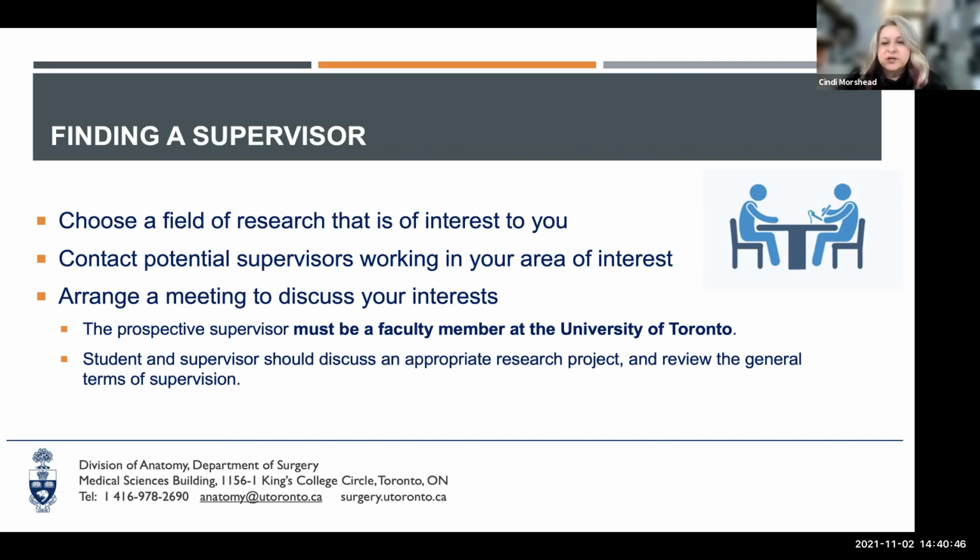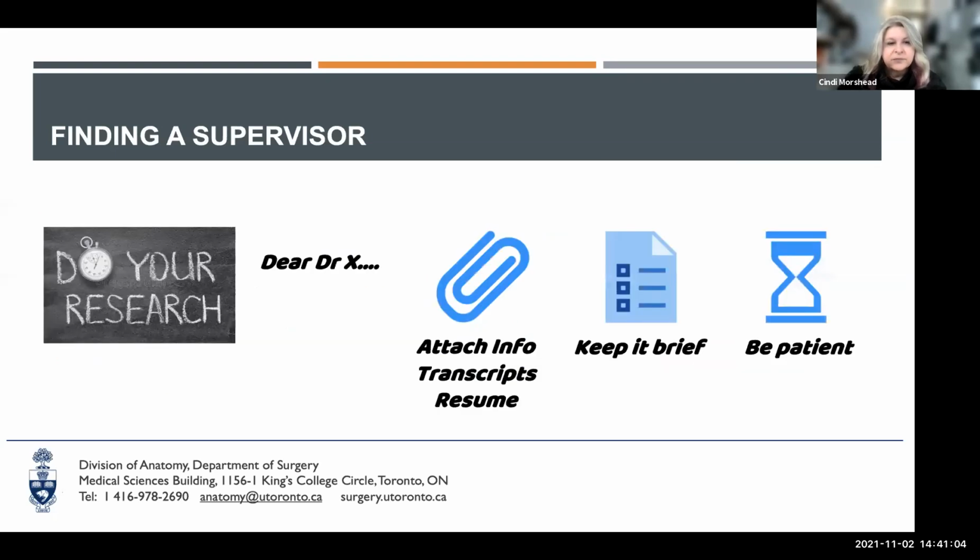So this is really important. You're not expected to come into this with a hypothesis. Your supervisor is going to help you develop one. You're not coming into this as an expert. You're coming in with an interest. You're motivated. You're enthusiastic. This is what people are looking for in their 498 students.